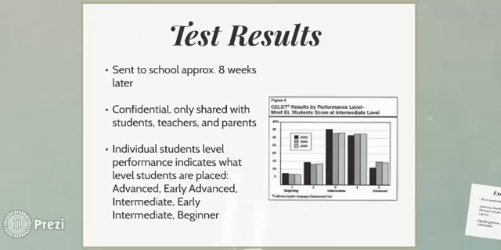Individual student level performance reports indicate where the student scored using the following descriptors: advanced, early advanced, intermediate, early intermediate, and beginning. These are the levels that students will be placed in for their English language learning groups.